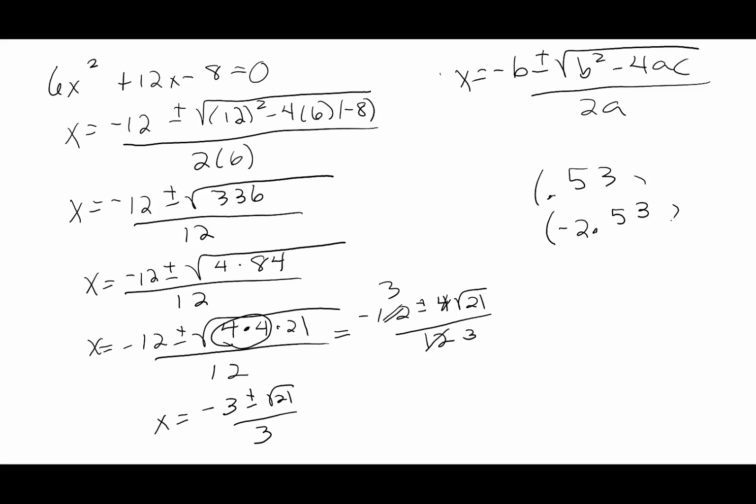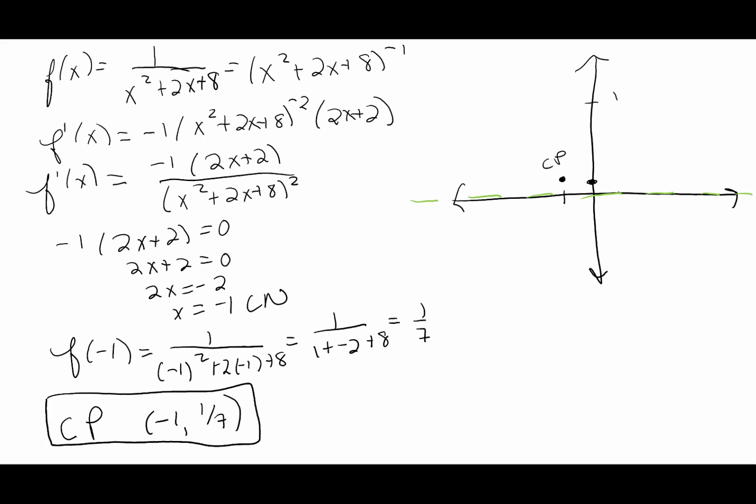So I took my calculator and I put in the value of negative 3 plus the square root of 21 over 3, and I got a y value of 0.11. And then same thing with negative 3 minus the square root of 21 over 3. I got the same y value of 0.11. So we said we have x at 0.53, so let's call that about here, and we got 0.11.